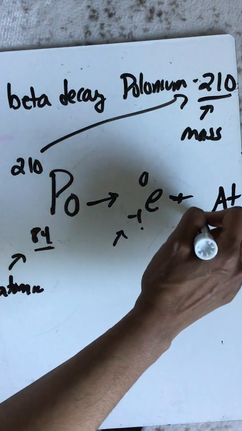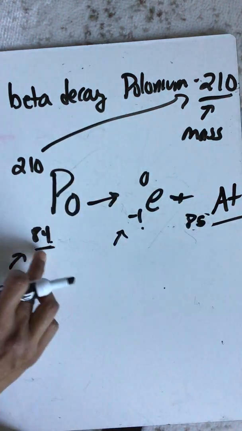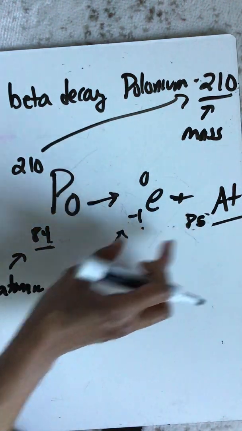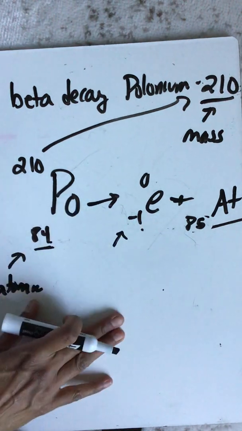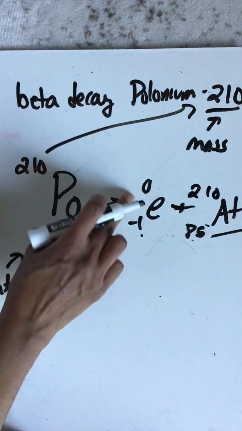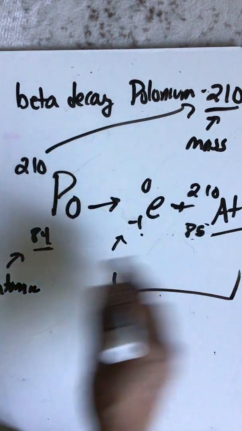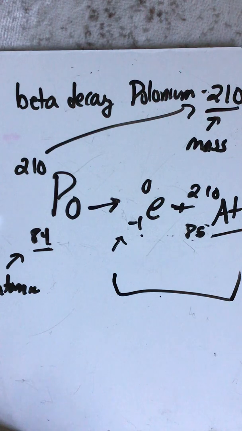Remember, this has to be 85 because we need the numbers on the product to equal the numbers on the reactant. So 85 minus 1 is equal to 84. And that means this is 210 here, because if this is a 0 here, that just stays as 210. Right? That's how it works, because the numbers on this side have to equal the numbers on that side. And that's how you do a beta decay.